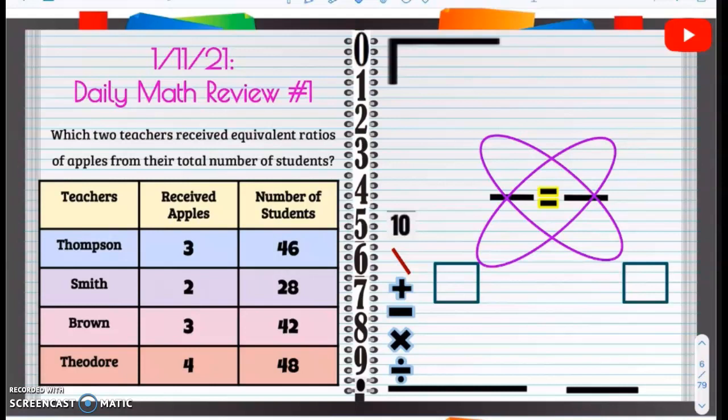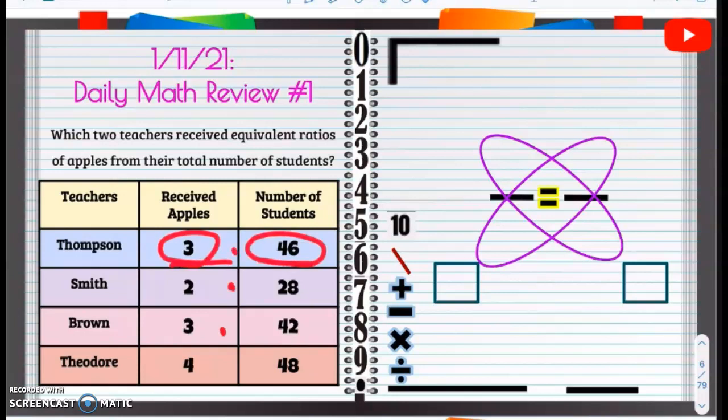All right, so we have our teachers down this column, the apples received down this column, and the number of students down this column. We need equivalent ratios of apples from their total number of students. So number of apples, and then the number of students. So we're going to do that, 3 to 46.